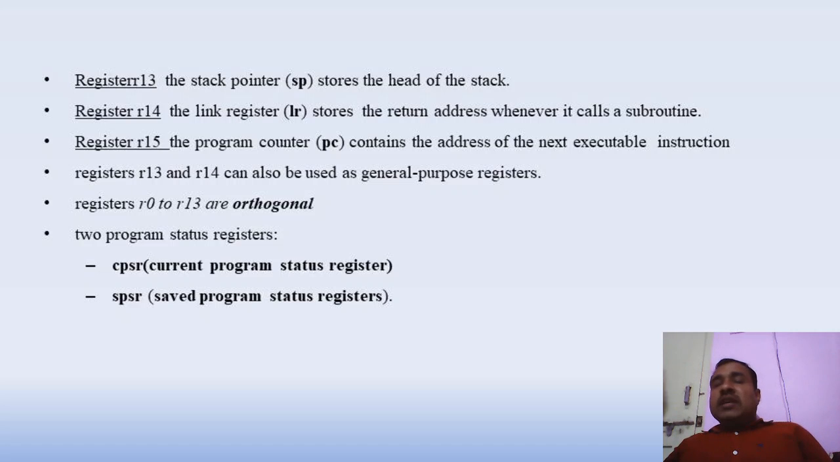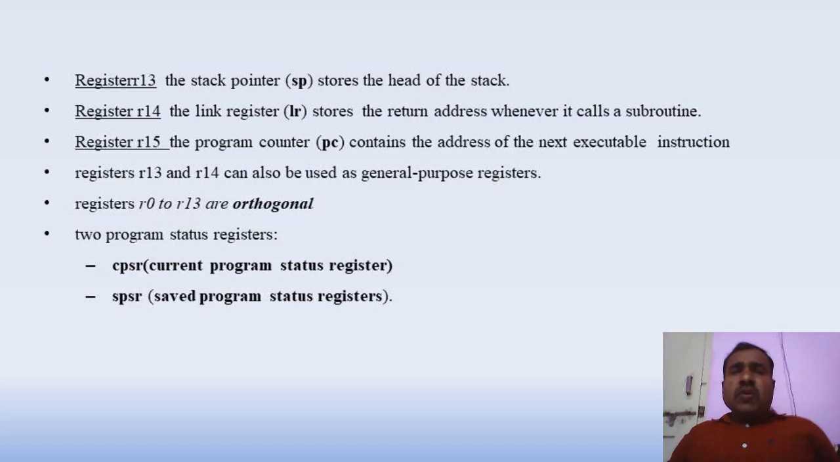R0 to R13, all the registers are orthogonal. Orthogonal means any instruction which can be applicable to R0 is equally applicable to register R13 as well. That means to say any instruction can use any register. That's what orthogonal means.